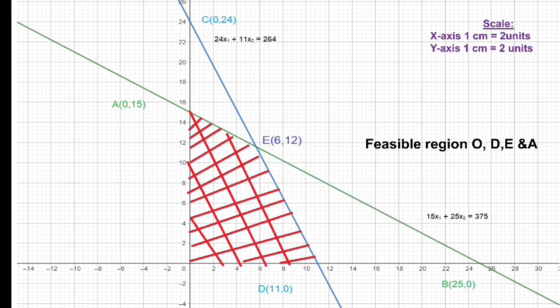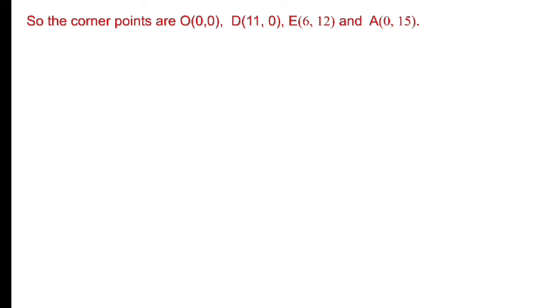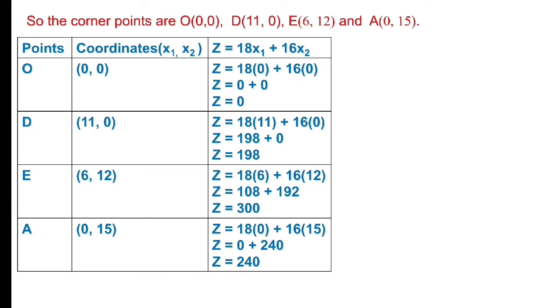So the corner points are O of 0, 0, D of 11, 0, E of 6, 12 and A of 0, 15. We can use the table and get the values of the objective function, like these points, coordinates and z value. Z equal to 18 x1 plus 16 x2. We are using the objective function here only. O value 0, 0, that is the origin. Substitute in that: 18 into 0 plus 16 into 0, 0 plus 0, we will get 0.